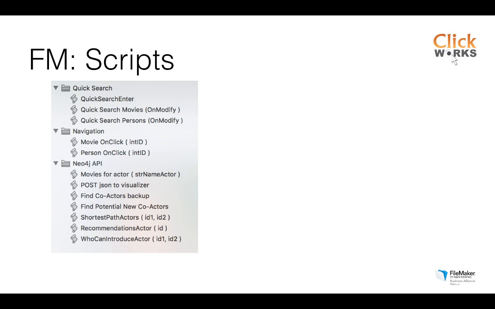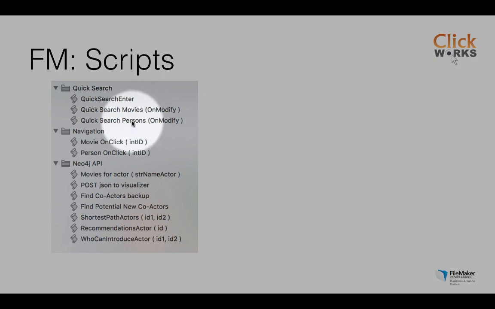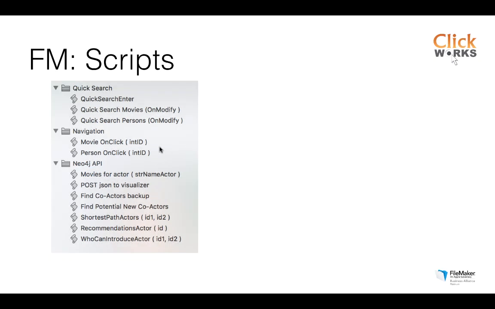That means that everything needs to be scripted. So the quick search is scripted both for movies and persons. If I click on a movie, I need to launch a script to do an API call. If I click on a person, I need to launch a script to do an API call. But these scripts are fairly similar. We already saw in the previous video how to create these kinds of interaction using insert from URL and JSON.